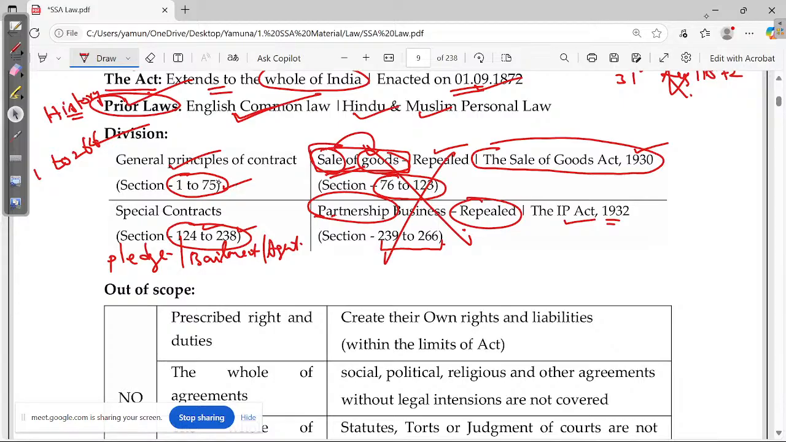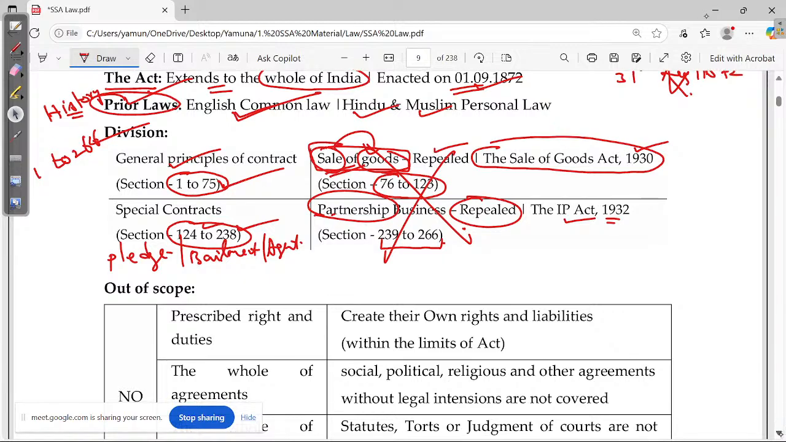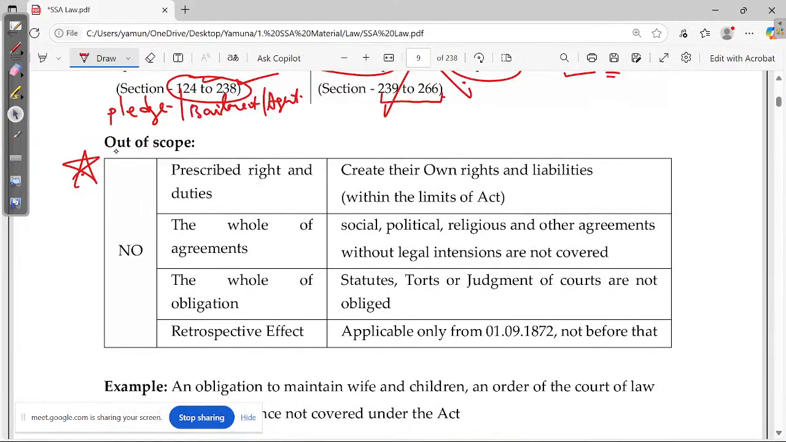So both these sets are not covered by the Indian Contract Act, that is sections 1 to 75 and 124 to 238. This is a beautiful table of what is not covered, even though it looks as if we are following the Indian Contract Act. There are no prescribed rights and duties. Law says there must be consideration and a lawful object, but you can have any consideration. You can create your own rights and duties and liabilities, but within the limits. It should not be illegal, and it should not be happening within the family members and so on.